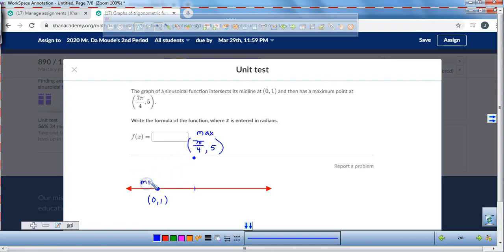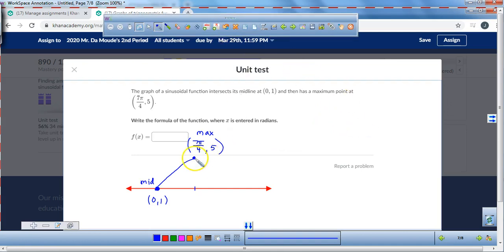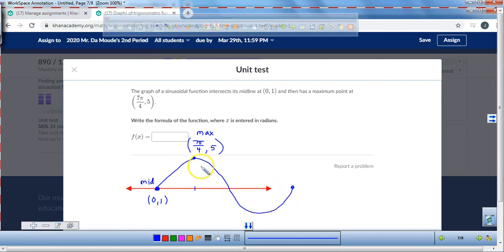Label this the midline. Here's what I want you to understand. Whenever you start at a midline and then you go up to the maximum, that is your positive sine graph that looks like this. So this is going to be a positive sine graph. It's going to go back down to the midline, and then it's going to go back over here and finish somewhere over here. So right here, we're going to break this down into its parts. It's very easy.